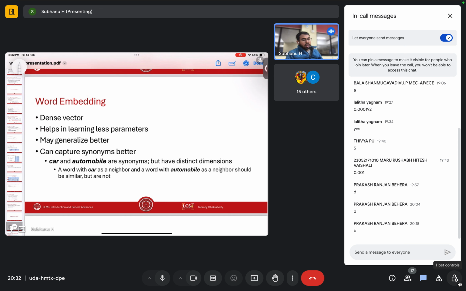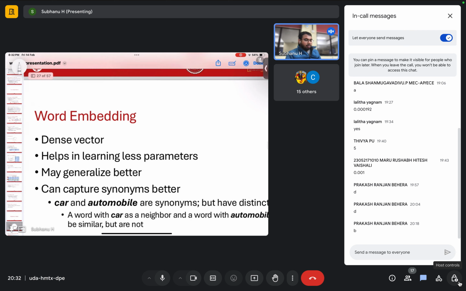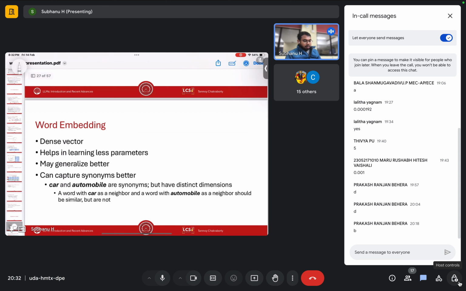Now we came to the thing called word embedding. Word embedding is a dense vector. It is the newer version of our one hot encoding. Dense means that in one hot you can find many zeros, which is why it was a sparse matrix. Now here we have a dense vector. It helps in learning parameters, may generalize better and capture synonyms better.